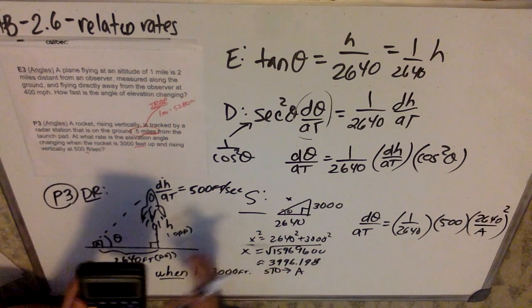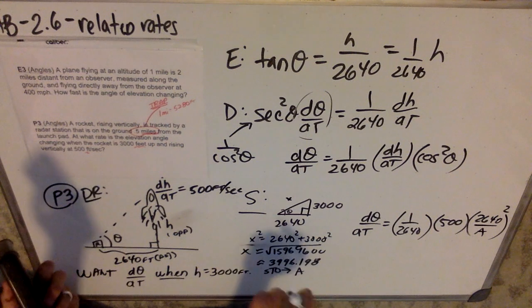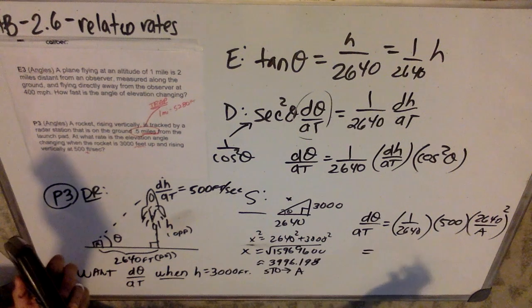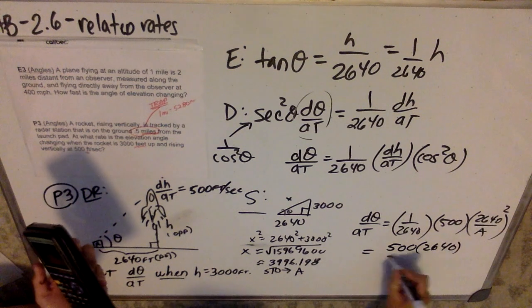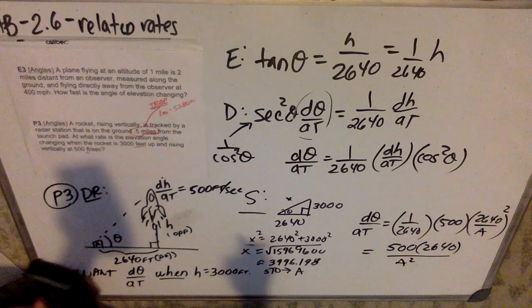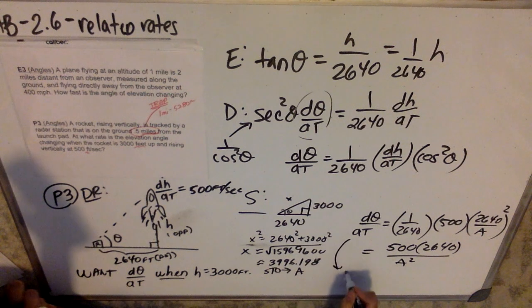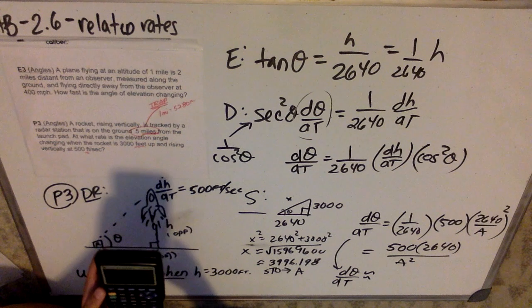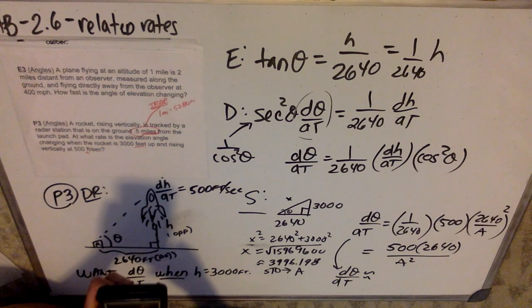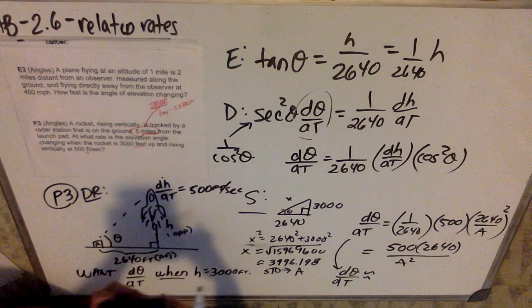So that's completely disgusting. One of the 2640s cancels, if that makes you feel any better, right? So you could, if you really wanted, make this a 500 times a 2640, one of those two cancels, over an A squared. But I don't know why that would help, because it just doesn't really seem to help much. So if I were you, I'd just go ahead and type 1 divided by 2640, right? And then 500, and then 2640 divided by a quantity squared, right? So that's what I typed into my calculator. And then I'm going to hit enter.